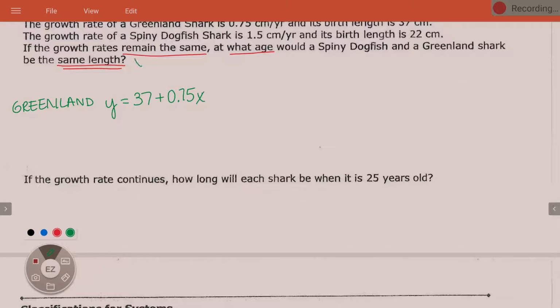Now keep in mind, what did x represent? X was the age or the years. What is y going to represent then? If the equation equals y, what is y going to represent? If you take 37, you're adding 0.75, adding 0.75, what is that? That is the length, right? Okay, so that's what we know about a Greenland shark. According to this problem, notice how I phrased that. What do we know about a spiny dogfish shark?